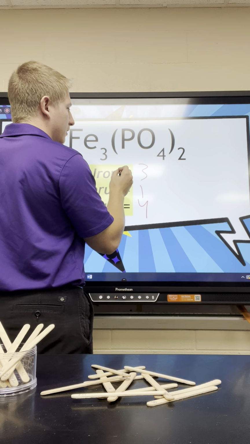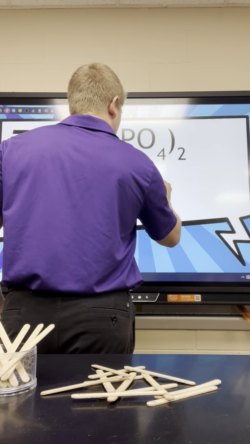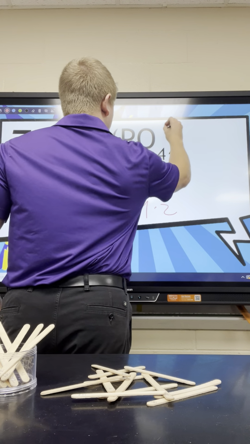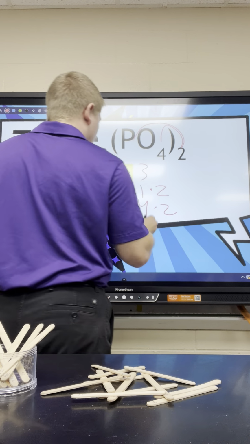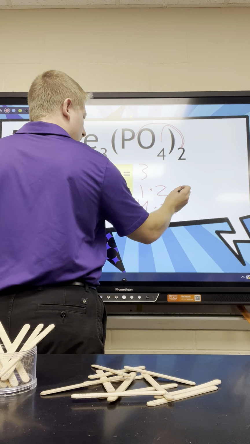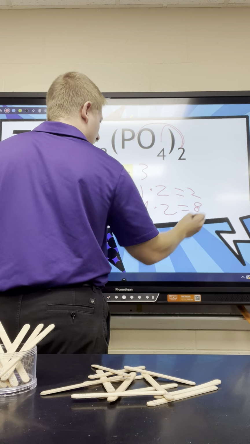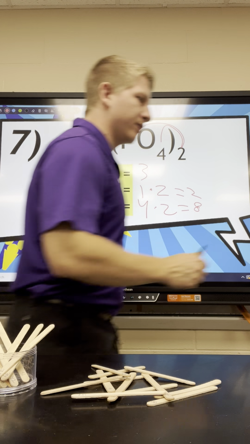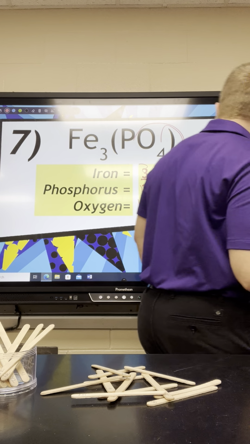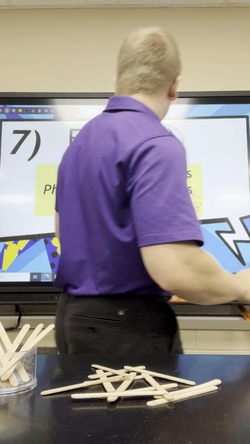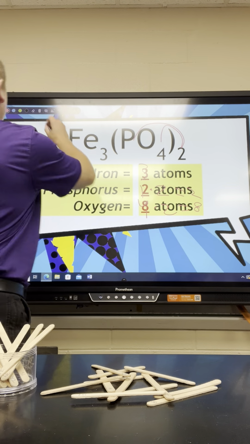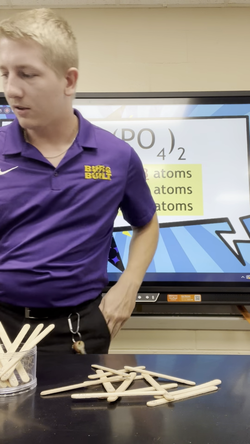Both of what? P and O, okay? Distribute. All right, so that's gonna equal 3. What's that gonna equal? 2 and 8. Let's see if we're right. 3, 2, and 8. Yep. That's correct. Good job.